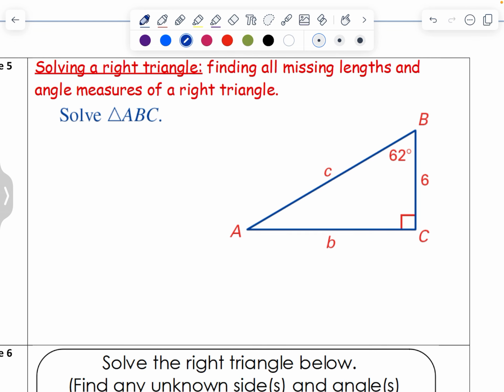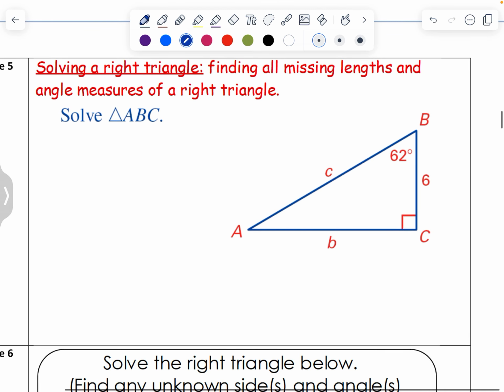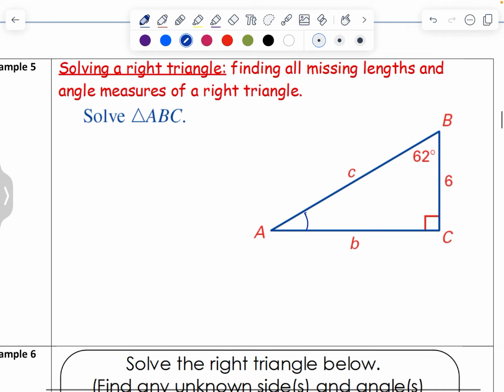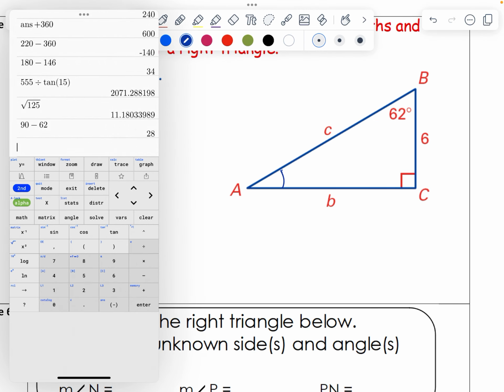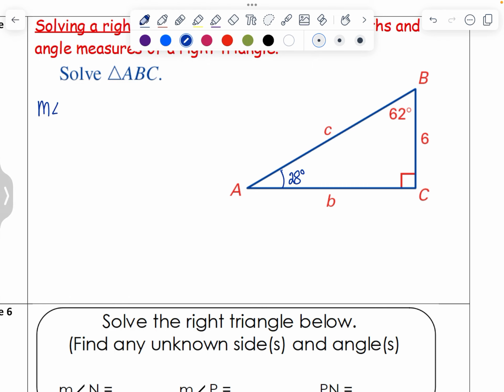We can also use right triangle trig to help us solve a right triangle. Solving a right triangle means finding all of the missing side lengths and angles. So we have one side length and one angle. Finding the missing angle is the easiest because the angles in a triangle add up to 180 degrees, and we have a 90-degree angle, so angle A and angle B must equal 90 together. If you take 90 minus 62, you get 28, and that's the measure of angle A. So that's one of our answers.